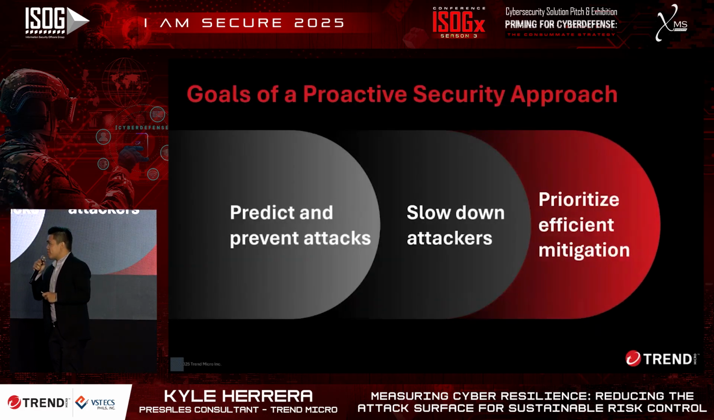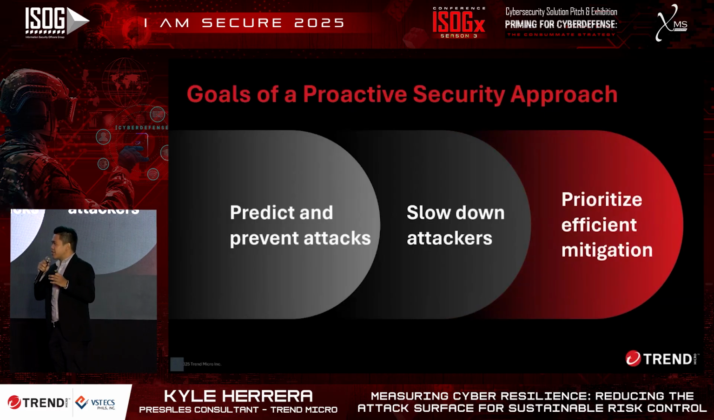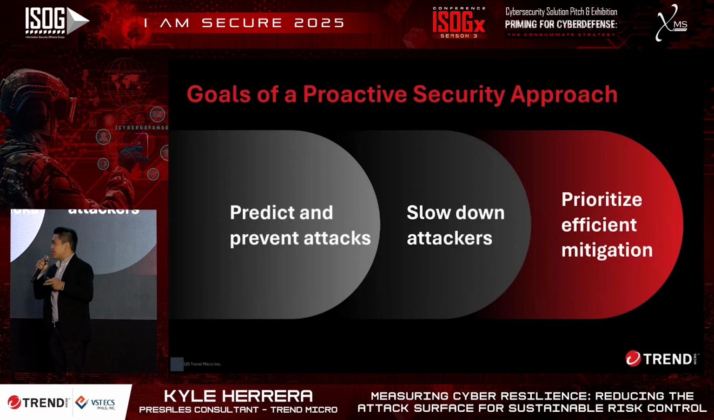So for a proactive security approach, these are our three major goals. We would be able to predict and prevent. With prediction and prevention, we would be able to know our vulnerabilities and our risks. From that, we would be able to slow down our attackers and prioritize efficient mitigation by creating respective playbooks and our corresponding assessments.